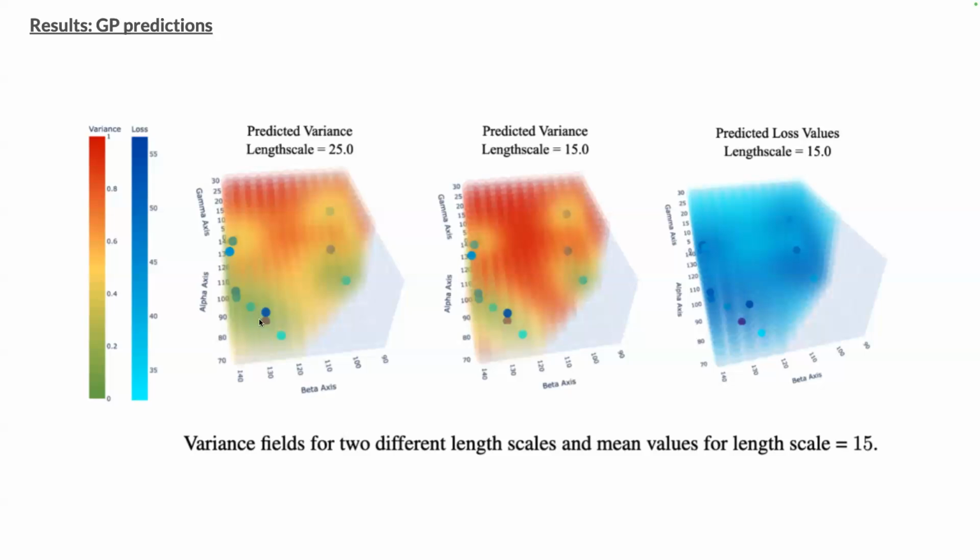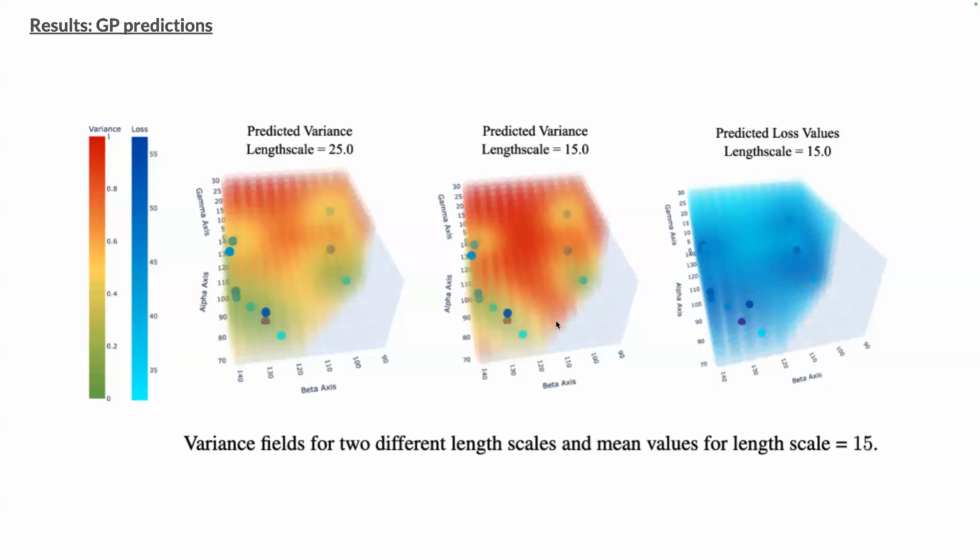The brown circle is, given these 13 runs, what this Bayesian optimization loop suggests. In other words, this is the one that it thinks is going to have the lowest loss and the lowest uncertainty over it.